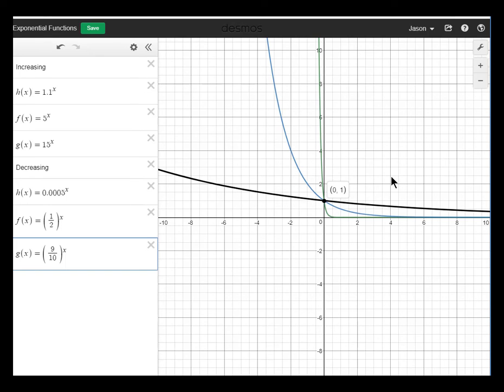So this is just to give you a view of the way your exponential graphs will look and how they vary between whenever you have a base that is greater than 1 or a base that is between 0 and 1. Remember, to say between 0 and 1 means you're dealing with a fraction. And you can write the fraction as a decimal also.